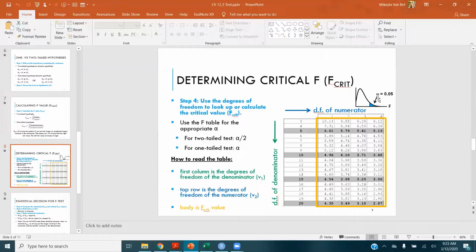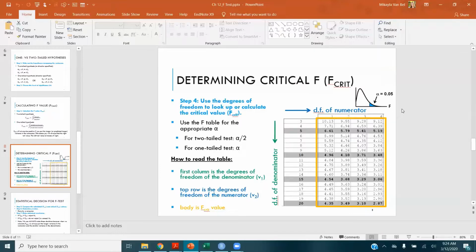If you are using a two-tailed test, you need to use the F table for alpha over 2. So if alpha for your general F test is 0.05, when you go to the table, you need to use 0.025. But for a one-tailed test, which we should be using anyway, we'll just stick with alpha. We don't have to split it between two tails.